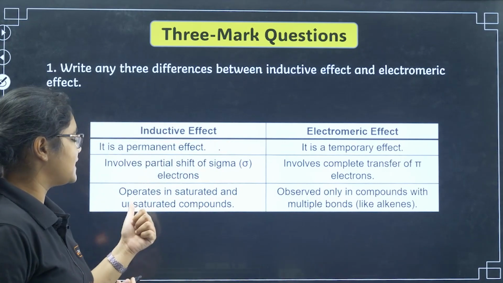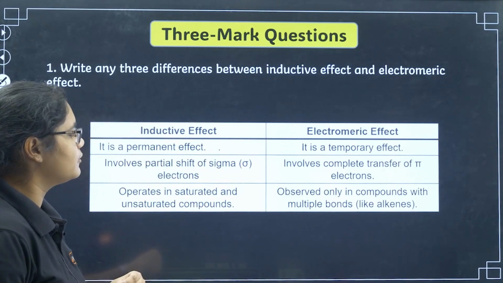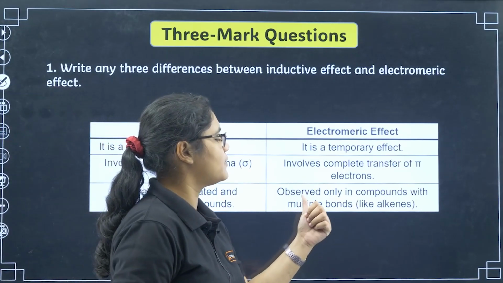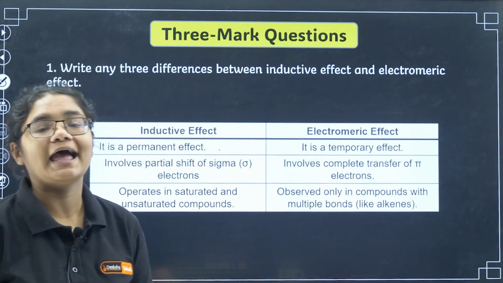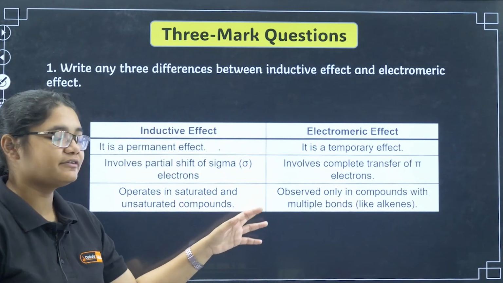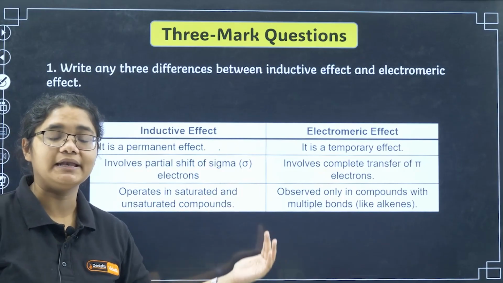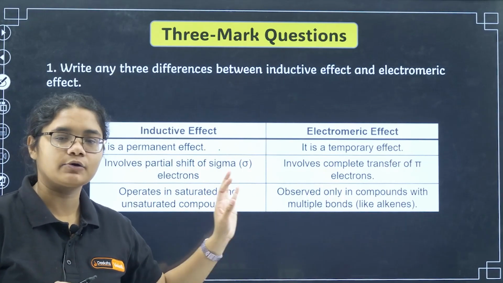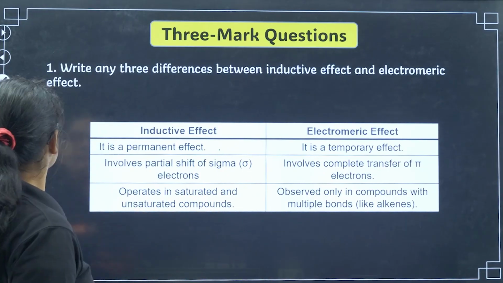Next, the inductive effect operates in saturated and unsaturated compounds. The electromeric effect operates only in compounds with multiple bonds like alkenes. So these are the differences, 3 points. You can write many more points also, but for a 3-marker question, 3 points are enough.